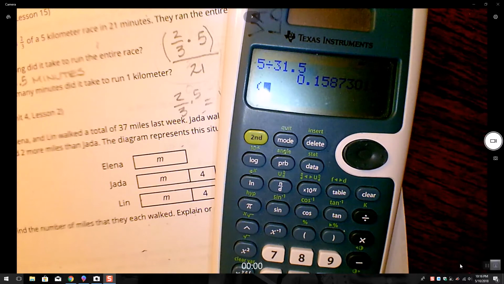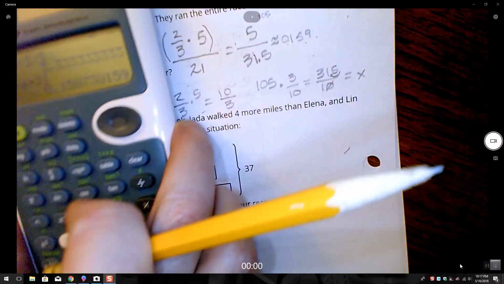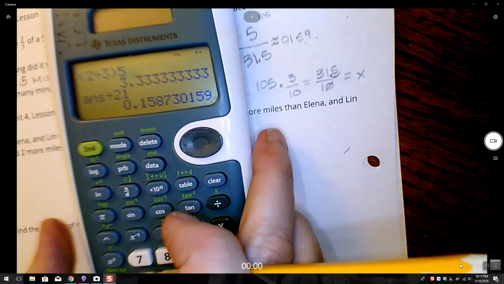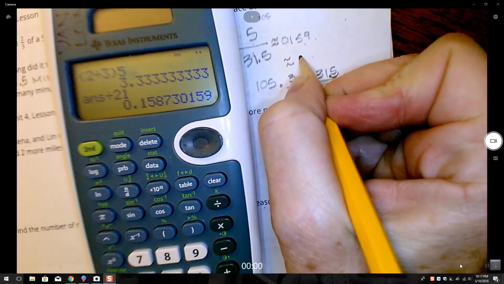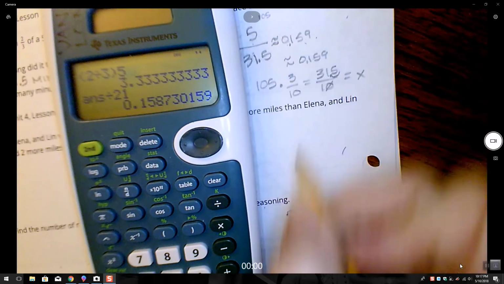So I'm going to take 2 and divide it by 3 and multiply that by 5 and see what I get. And then I'm going to divide that by 21 and see what I get. And look at that. I got the same thing. It's, again, almost 0.159. All right, so I think we got it. 31.5 minutes.